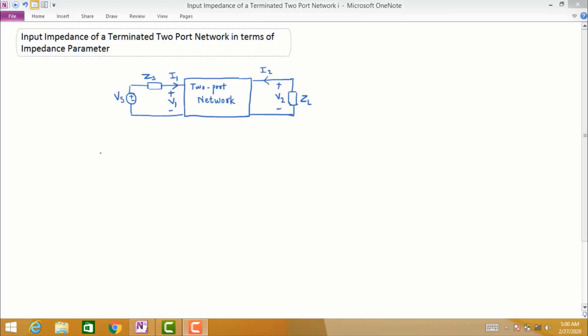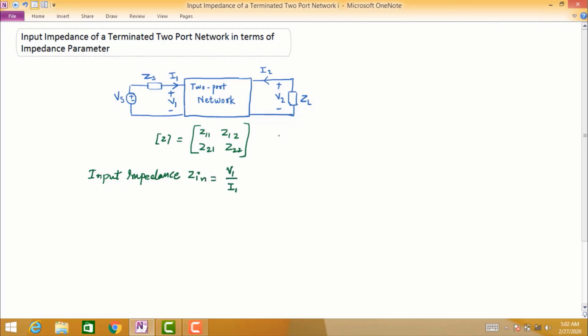In this two-port network, we will find the input impedance of this two-port network. While impedance parameters have been given, input impedance can be written as Zin is equal to V1 by I1. From this two-port network, using the impedance parameters, we can write V1 is equal to Z11 I1 plus Z12 I2, and V2 is equal to Z21 I1 plus Z22 I2. Assume these are equation number 1 and equation number 2.